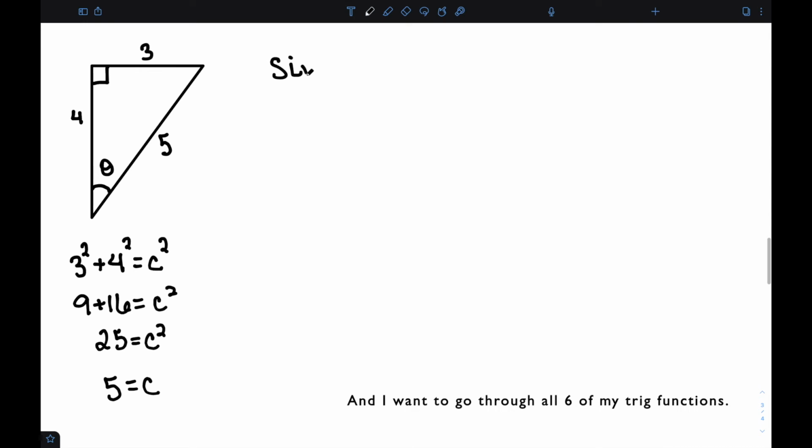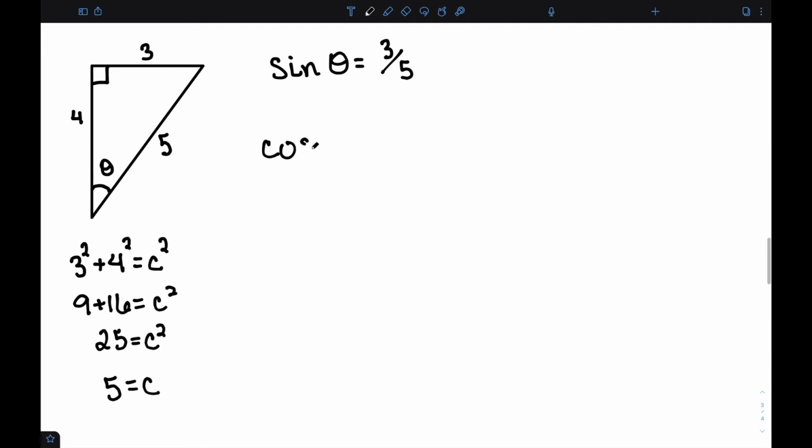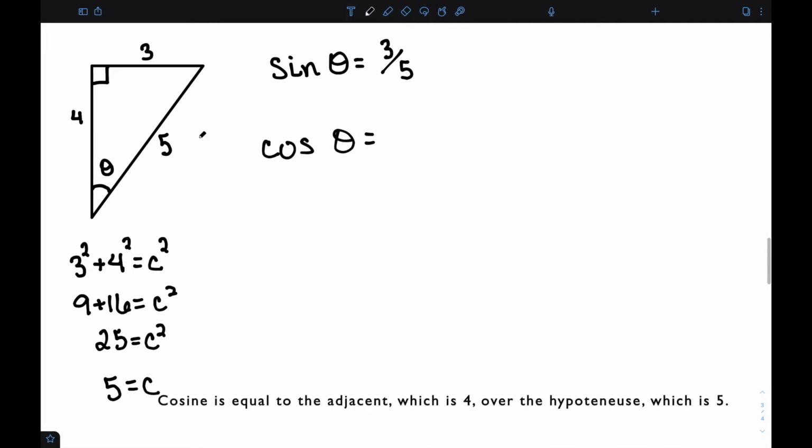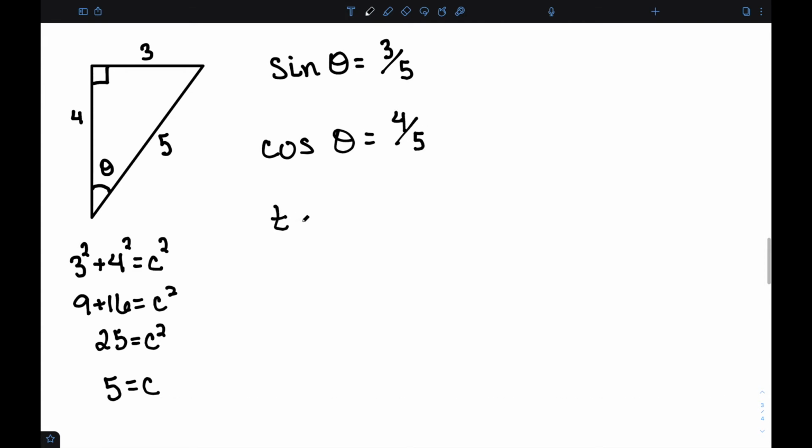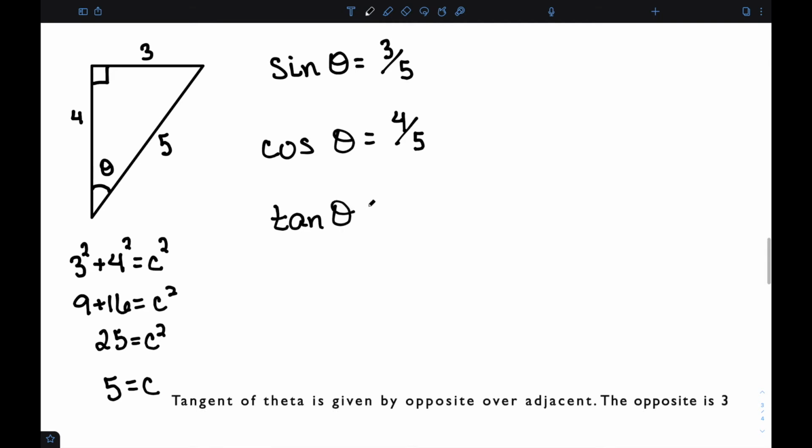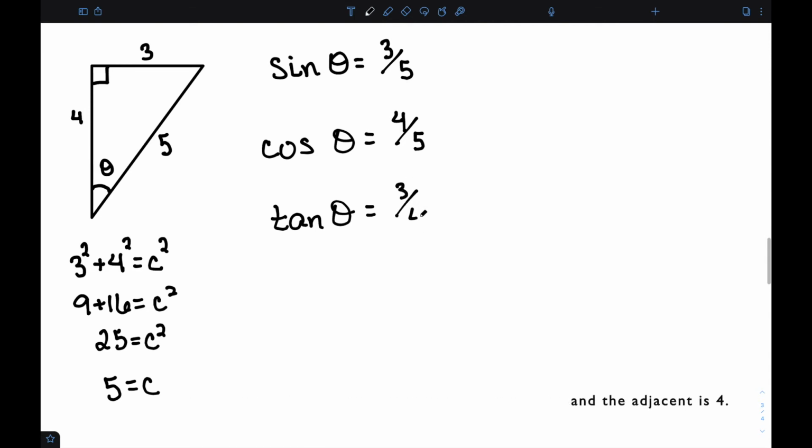And I want to go through all 6 of my trig functions. So the sine is the opposite, which is 3, divided by the hypotenuse, which is 5. Cosine is equal to the adjacent, which is 4, over the hypotenuse, which is 5. Tangent of theta is given by opposite over adjacent. The opposite is 3, and the adjacent is 4.